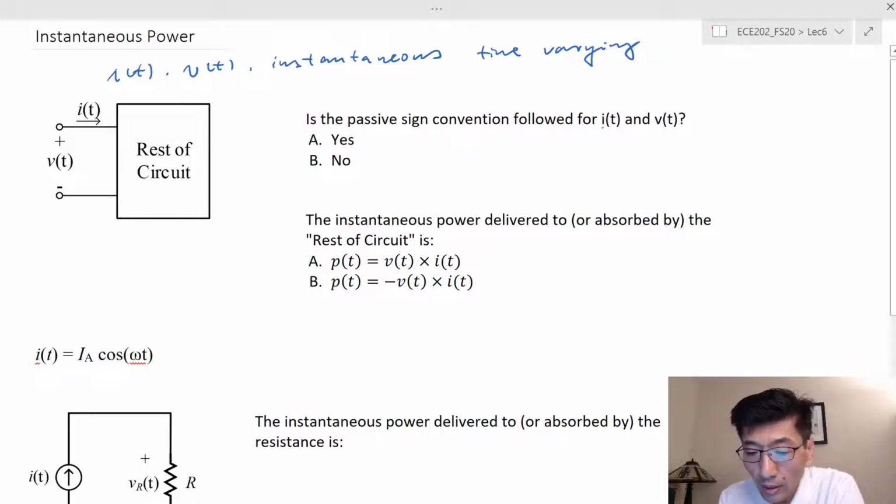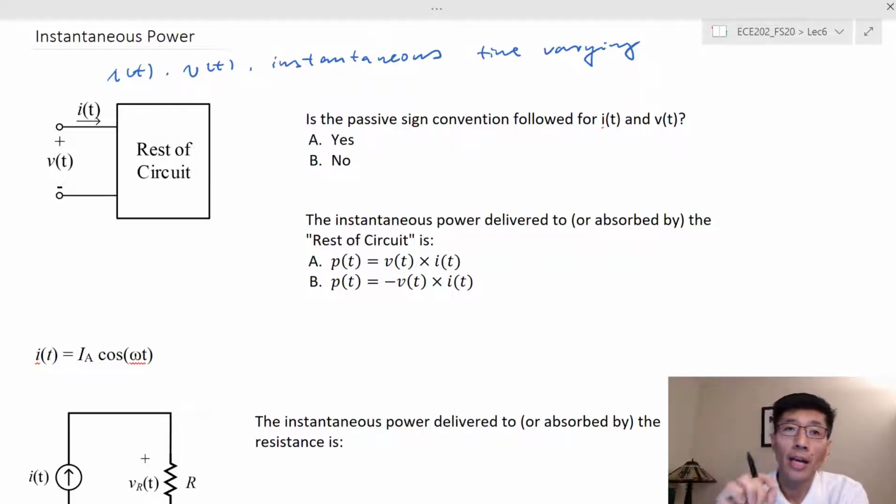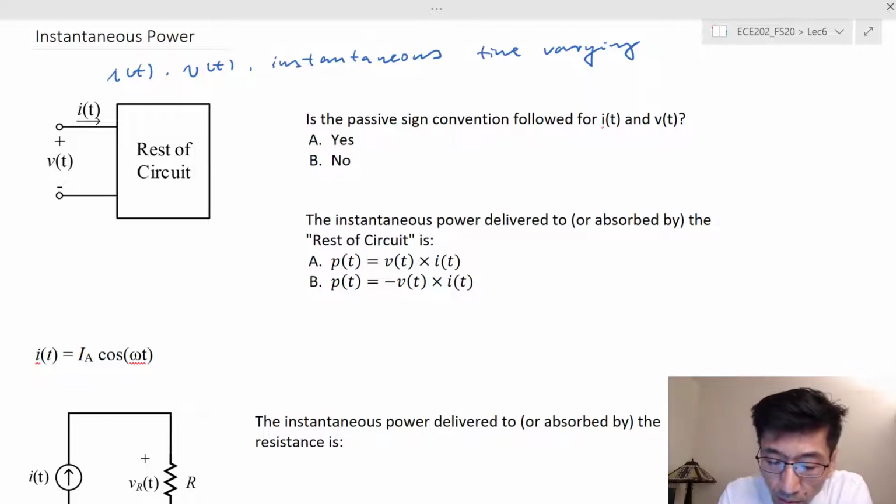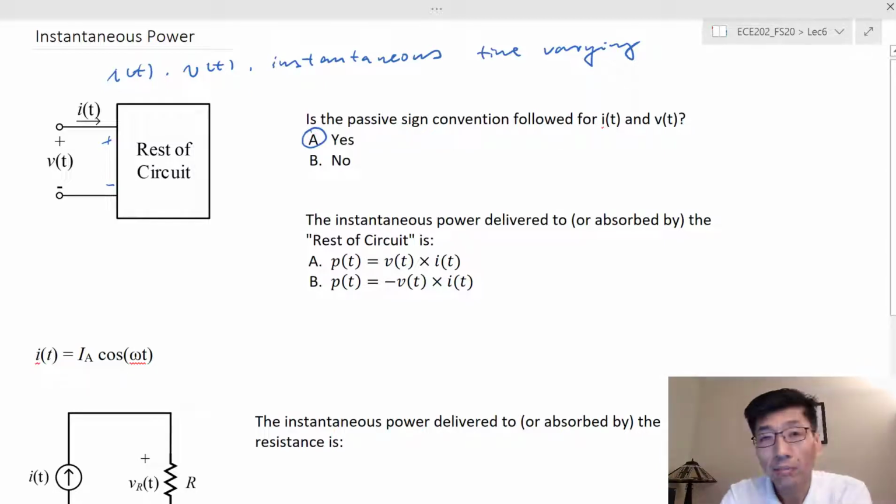And the first thing is, is the passive sign convention followed here? How can we tell? We look at whether the arrow is going into the plus sign of the voltage reference mark, right? Here it appears not, because it looks like it's going away, but this v(t) is the same as here, right? So therefore the passive sign convention actually is followed here.